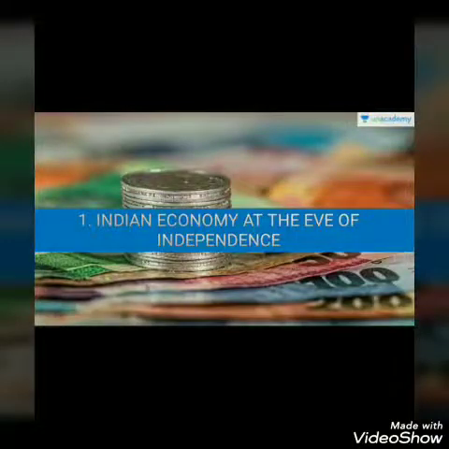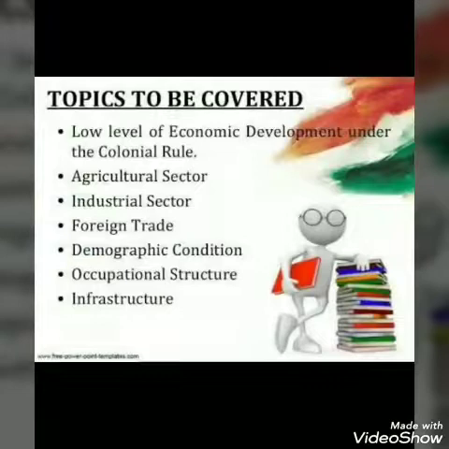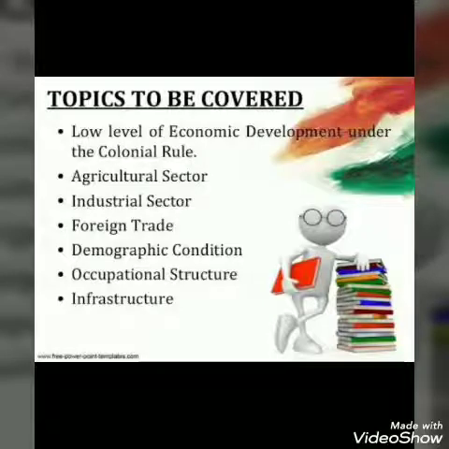So in this chapter we learn about the introduction and the condition of the Indian economy on the eve of independence. First, the agriculture sector, which consists of low level of agriculture productivity, high dependency on monsoon, and lack of proper input. Second is the industrial sector, which consists of discriminatory tariff policy, competition from the machines, new pattern of demand, and more market for British goods. Third is foreign trade. Fourth, demographic condition. Fifth, occupational structure. Sixth, infrastructure.